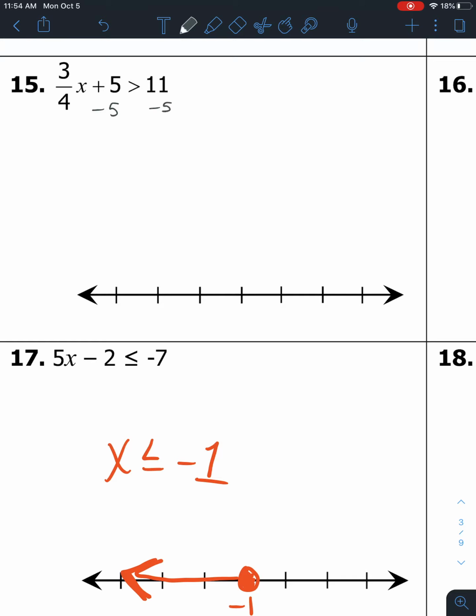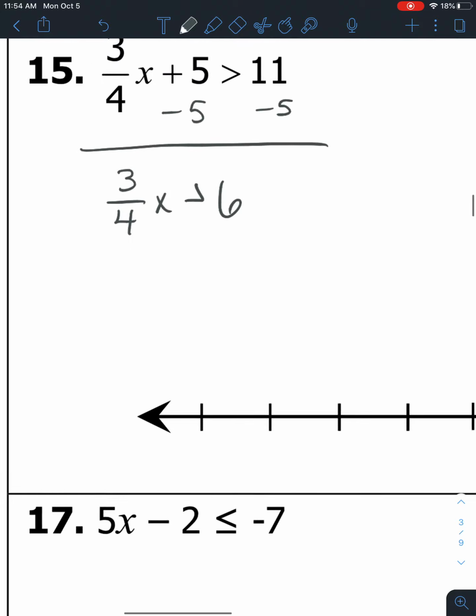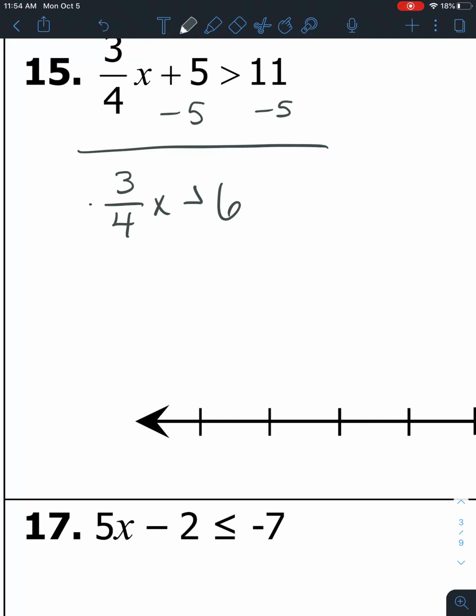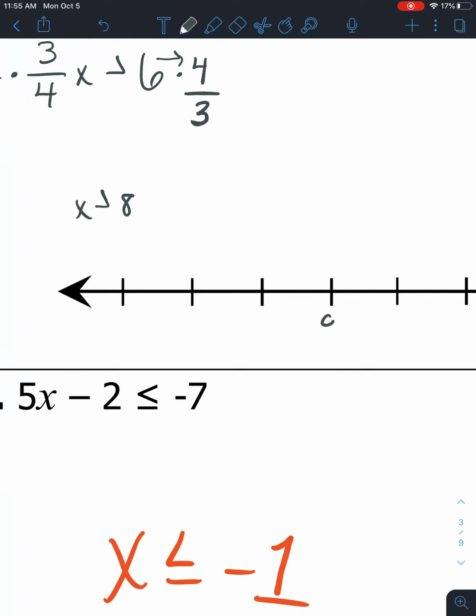So I'm going to minus 5 from both sides. So that gives me 3 over 4x is greater than 6. Now, one thing that I picked this problem for is because, remember, when we have fractions, we can't divide by a fraction, that doesn't make sense. So we're going to multiply by its reciprocal. So we're going to flip and multiply. And remember, if you don't remember how to multiply by a fraction, multiply across, divide by that bottom number. So 6 times 4 is 24. 24 divided by 3 is 8. So we have x is greater than 8.